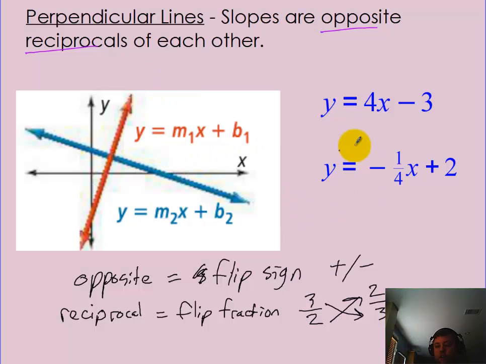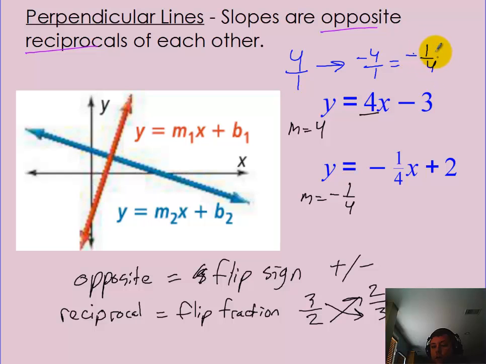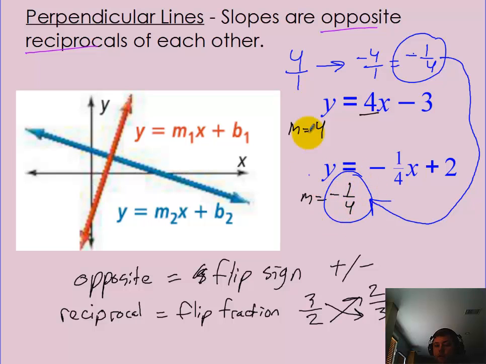So let's look at the case of these two lines. The slope for the first one is m equals 4. The slope for the second one is m equals -1/4. Well, to find the reciprocal, we flipped the sign and flipped the fraction. So I took this 4, which is 4/1, and I flipped the sign. So I converted this into -4/1, and then flip the fraction means you flip it upside down, so it'd be -1/4. So this is why the slope for the second line is -1/4. It is the opposite reciprocal.